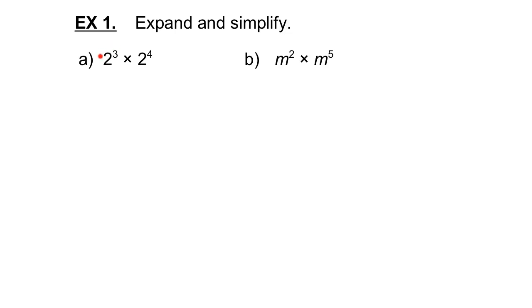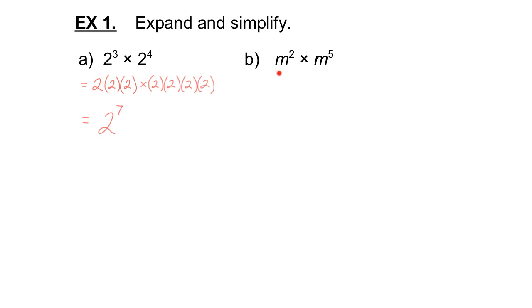Well, I can expand this like I did in the warm-up. 2 to the exponent 3 is just 2 times 2 times 2. And I'm multiplying that by 2 to the exponent 4, which is just 2 times 2 times 2 times 2. So it ends up being 2 multiplied by itself 7 times. So now I'm going to simplify that to 2 to the exponent 7.